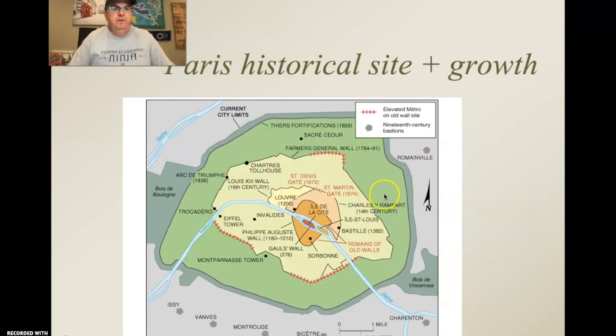Here's Paris. Paris is an island river site. This is the original Île de la Cité, the island here, and then the city developed around it. As it expanded, it built walls and has continued to expand over time. Originally this was for defense, but being on the river also has benefits for trade.